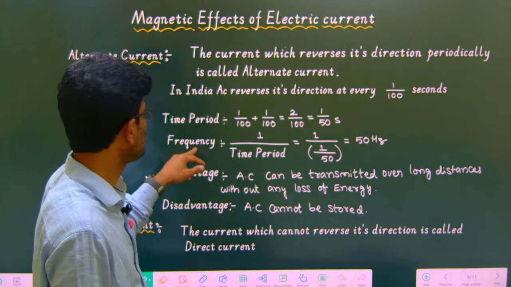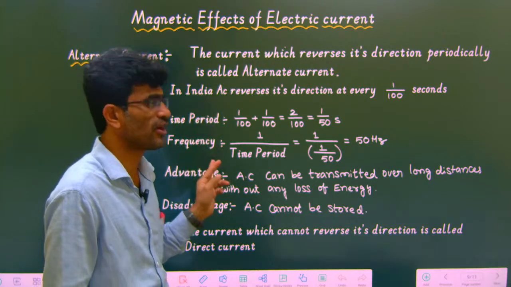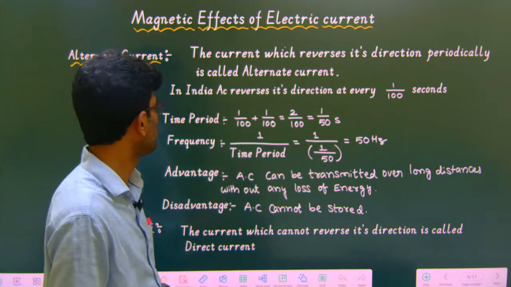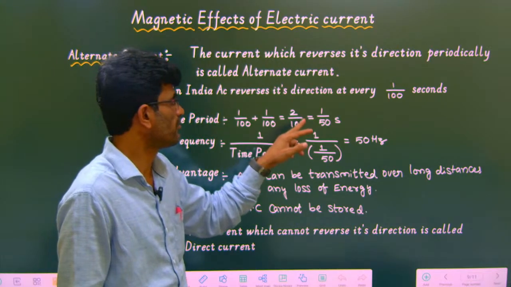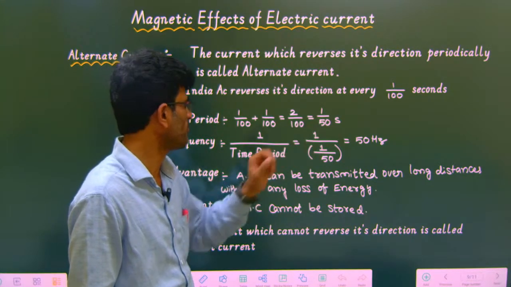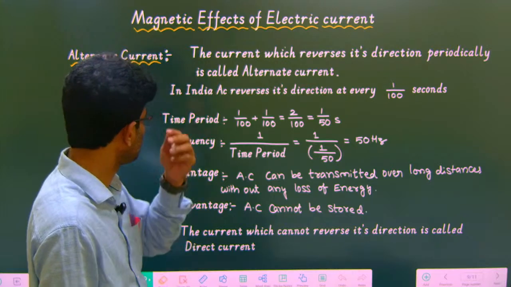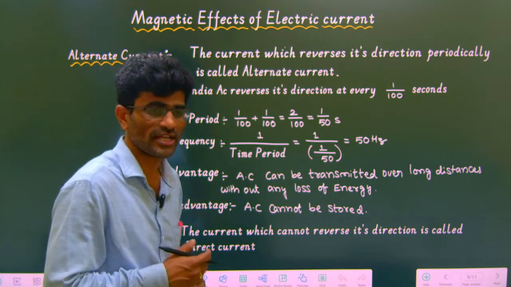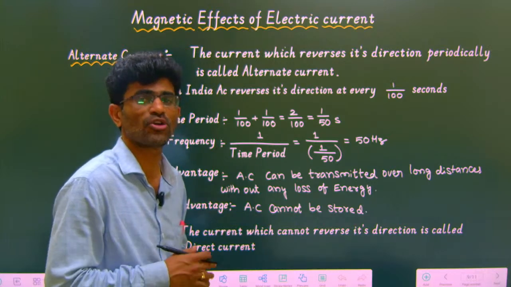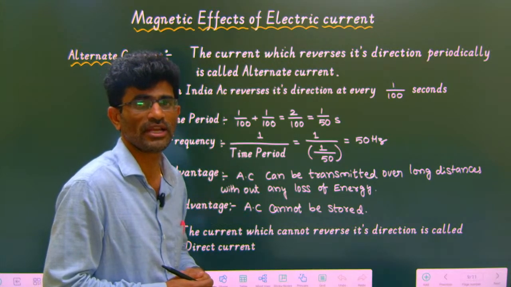So this is the frequency in India. Frequency of alternate current in India is 50 hertz. Time period of alternate current in India is 1/50 seconds. You remember it. Then advantage. What is the advantage of alternate current? So this alternate current can be transmitted for longer distances without any loss of energy.